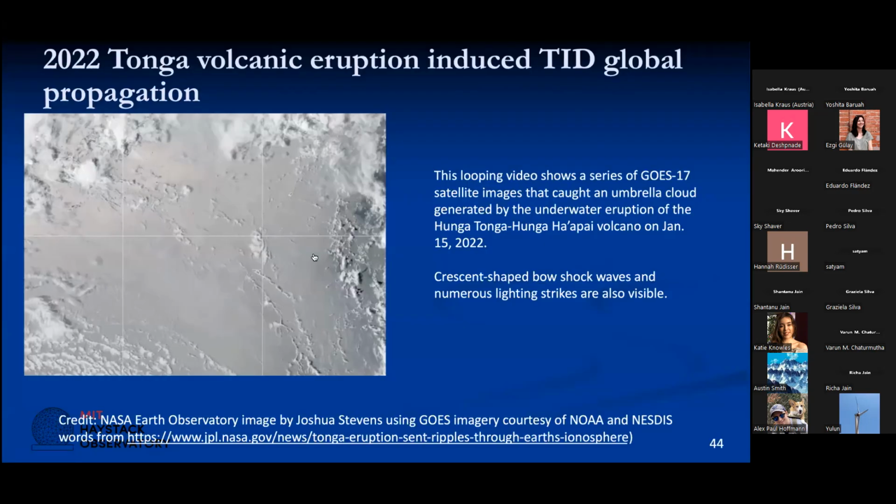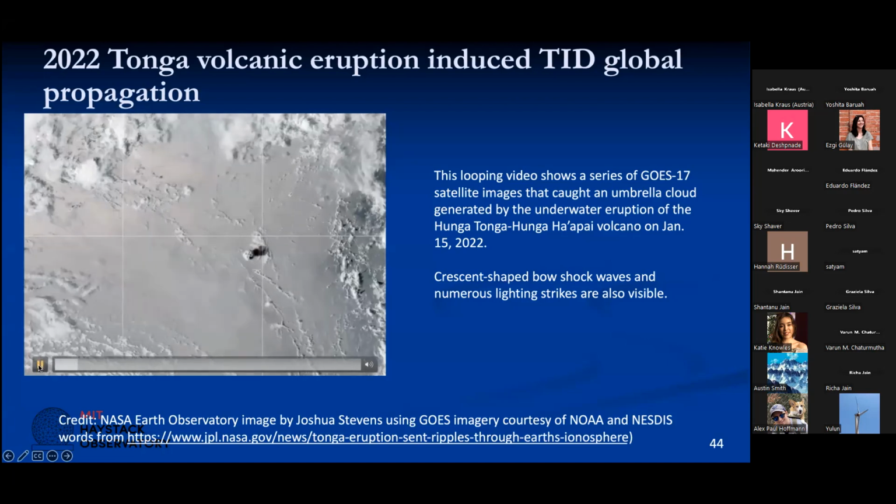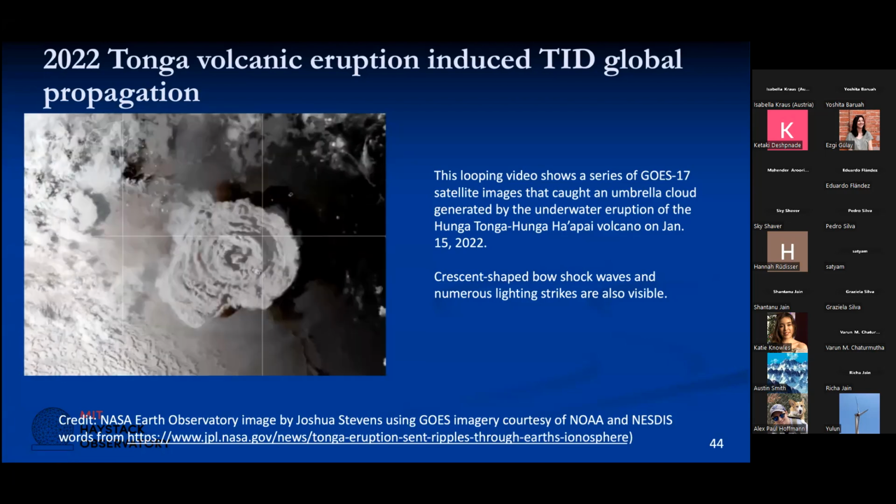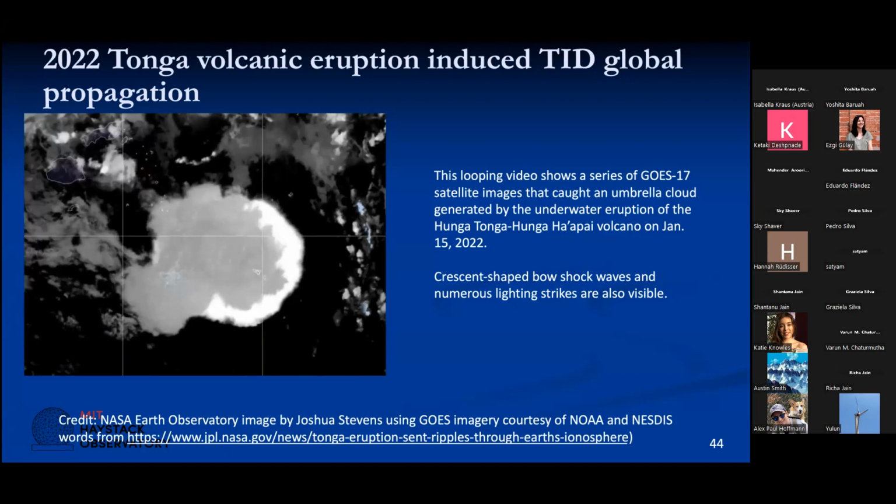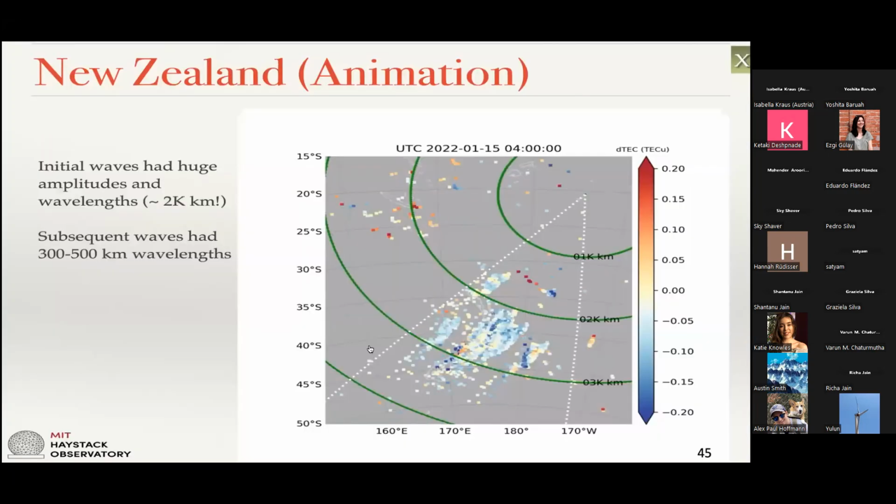All right. This recently was the Tonga volcanic eruption, and it induced global TID propagation. But this is from a satellite, and this is just looking down. So this is not ionosphere. I just want to show you what happened. But it's kind of neat. You see this huge explosion, right? As some of that energy propagates up to the ionosphere, and we actually measured it.